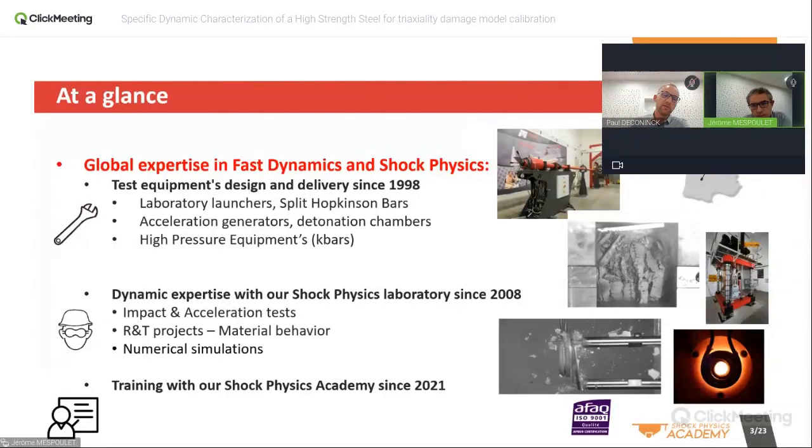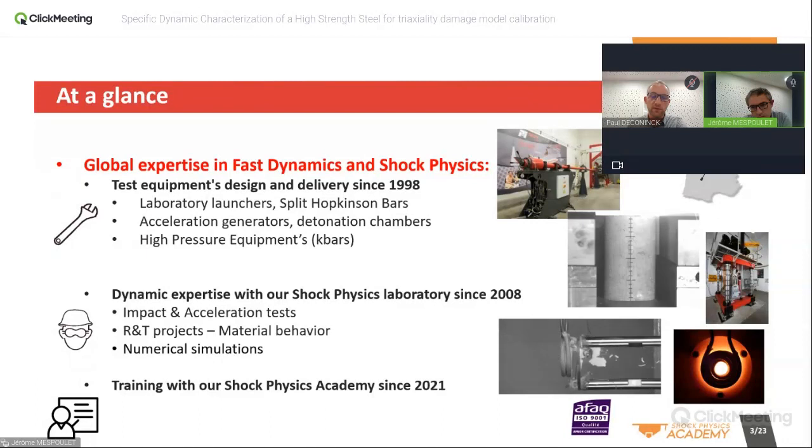And a new activity has been started. The first training session was back in 2019, only one session, then we had the COVID. And now for about a year and a half, we have started to make regular training sessions on different topics. The first one is introduction to shock physics, and the second one is more dedicated to ballistic events, and I will present it to you at the end of this webinar. And now I will let Jérôme present this webinar.